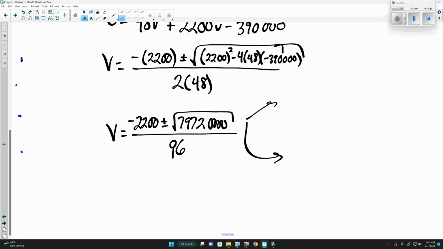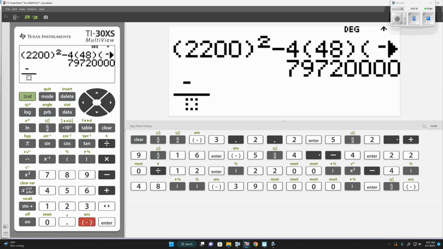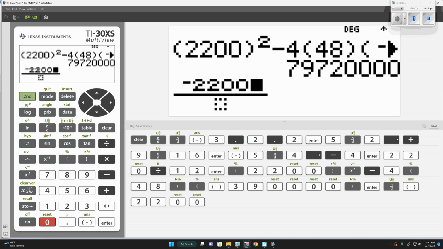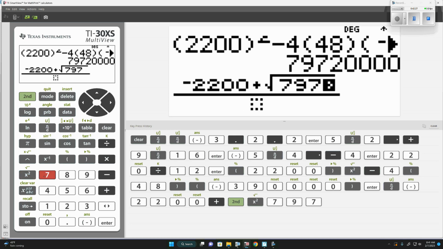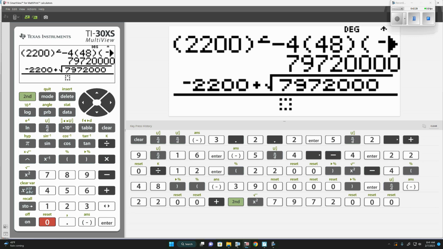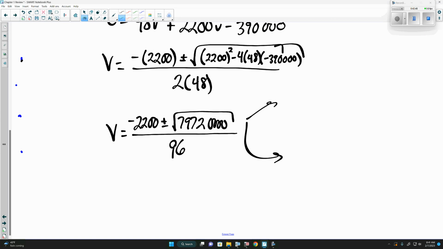We're approximating this thing. And especially with the word problems, there's one like it on the test. At this point, plug it into the calculator. Fraction, negative 2,200 plus the square root of 797,1,2,3,4, over 96, yes? And I think it said to the nearest mile per hour. Got 70.08 or 70.09.